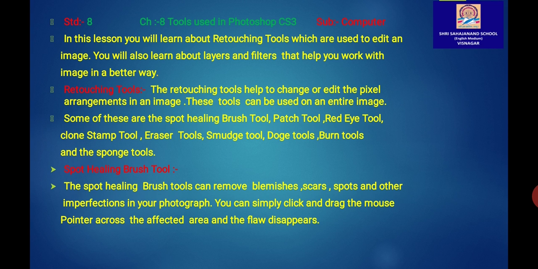Now first one is spot healing brush tool. The spot healing brush tool can remove blemishes, scars, spots, and other imperfections in your photograph. You can simply click and drag the mouse pointer across the affected area and the flaw disappears.